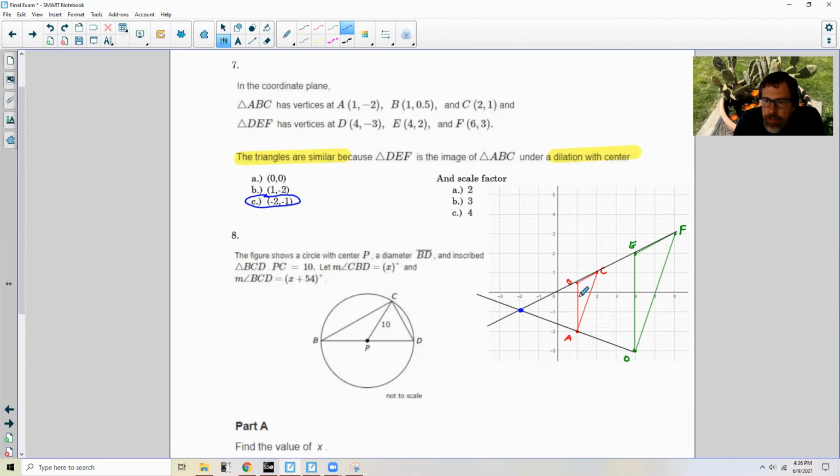And scale factor. Well, the easiest way to do this, I gave a vertical line of 1, 2.5. So this AB is 2.5 in length. And this D is 1, 2, 3, 4, 5. So AB went from 2.5 to 5. Well, what do you have to multiply this by to get that? You have to multiply it by 2. Okay, so there's number 7.